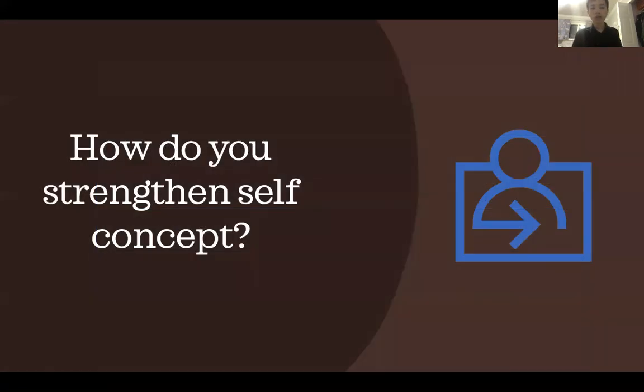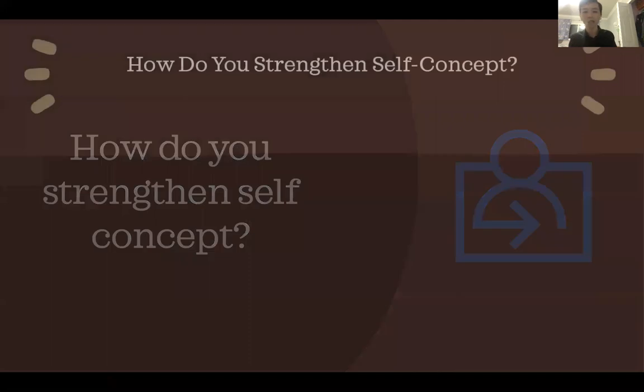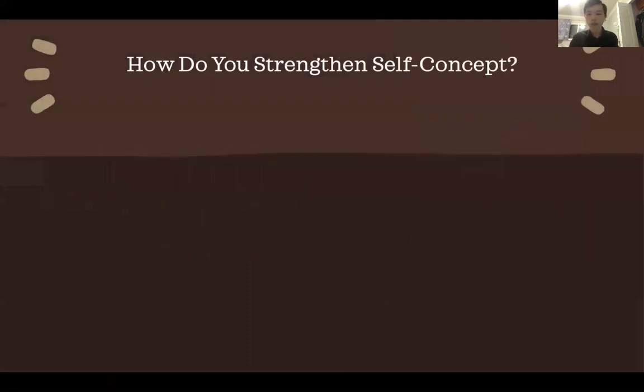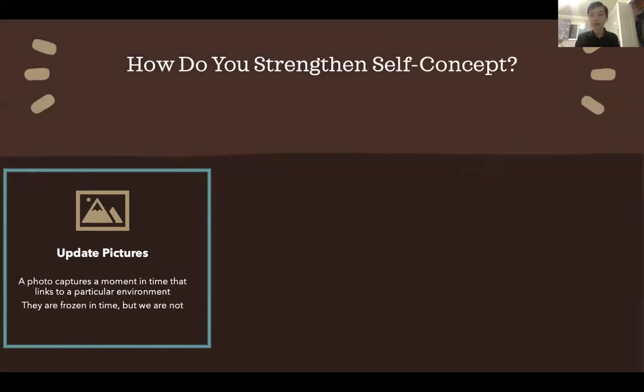So the next question is, how do you strengthen self-concept? Because we're all here to improve the way we communicate, right? So how to strengthen self-concept is to first update pictures. A picture captures a moment in time that links to a particular environment. They're frozen in time, so you can't change them unless technology changes. But for now, we can only take a still picture, but we are not pictures. We can change the way we see ourselves.